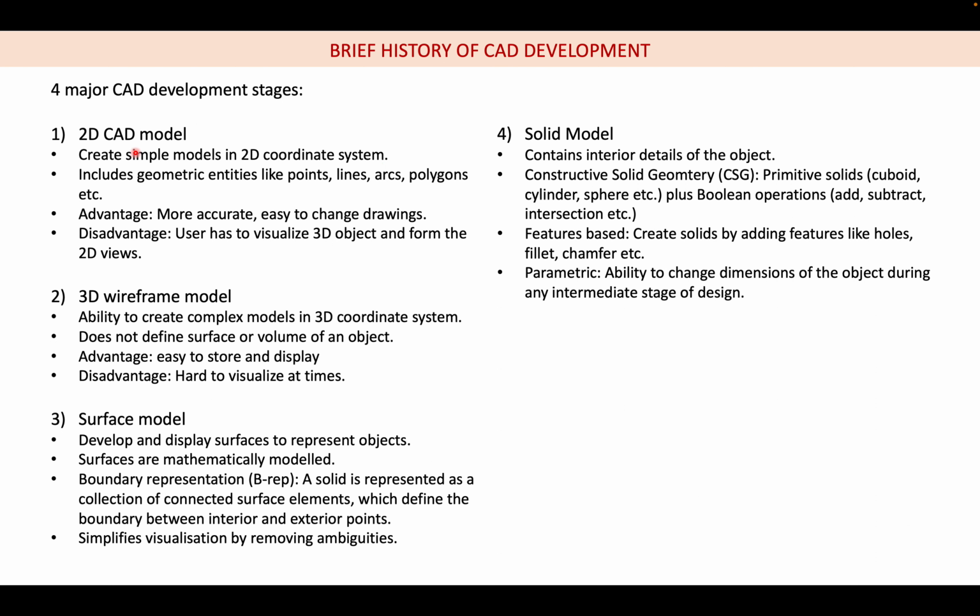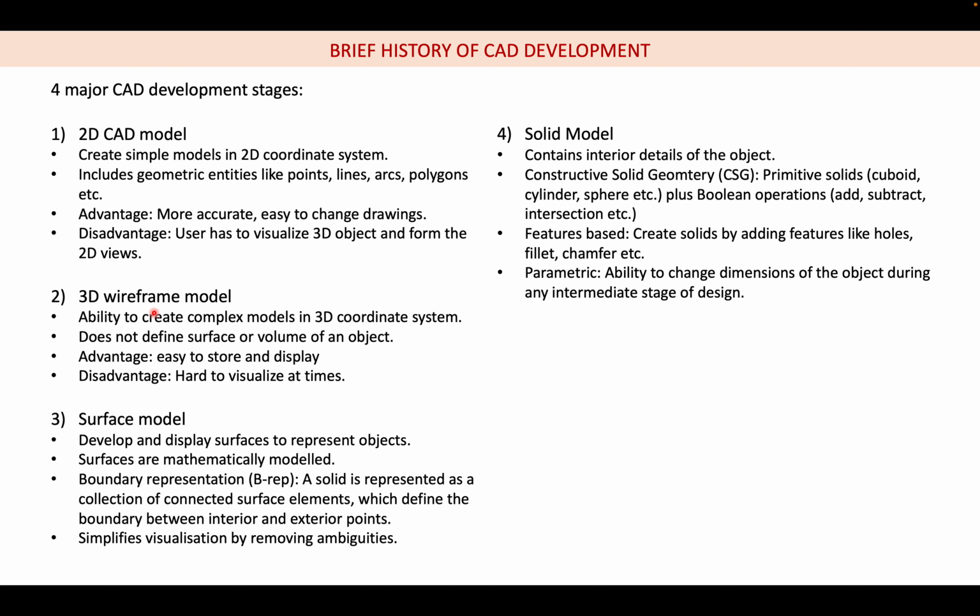First is the 2D CAD model. We create simple models in a 2D coordinate system, which includes geometrical entities like points, lines, arcs, polygons, etc. One advantage is that it is accurate and easy to change the drawings, because we are only working in the 2D environment, so we can easily erase and create new drawings. The disadvantage is that the user has to visualize the 3D object and form the 2D views. So that is one disadvantage.